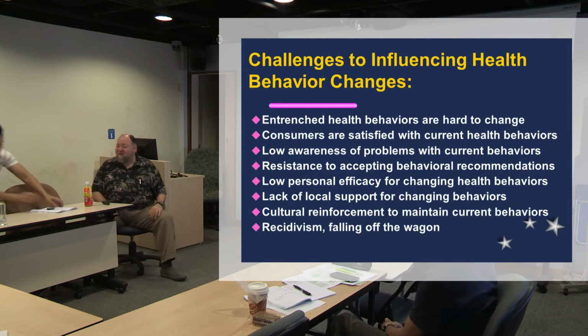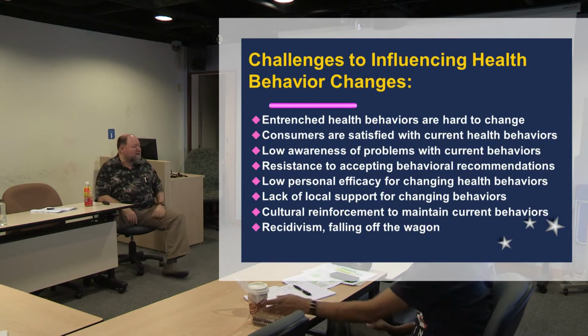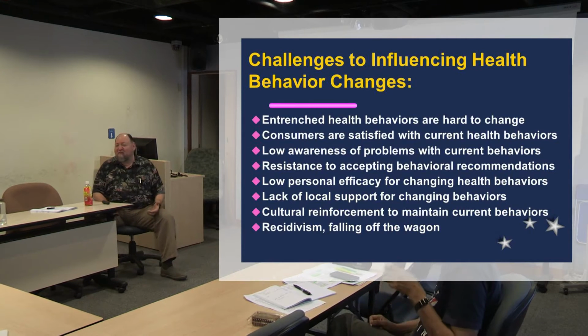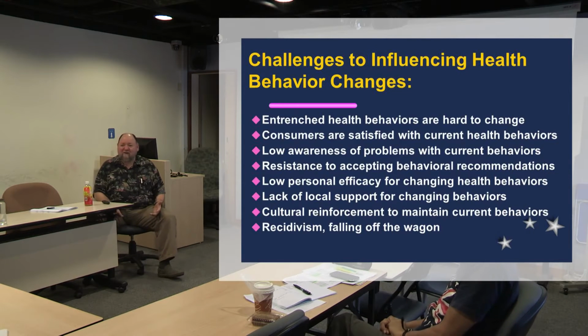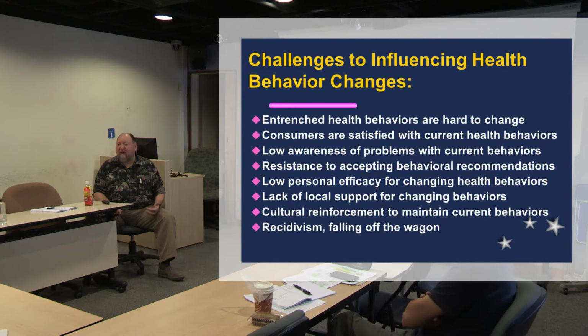Lack of support, especially local support, for changing behavior. And we know that within normative social systems, local support is the most powerful. Your mates, your peers, your family members, those are the people who need to encourage you. And in fact, this is a really powerful recommendation for making social changes, is to engage family members.